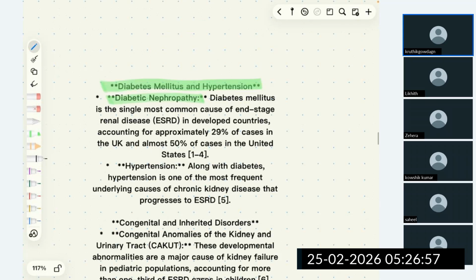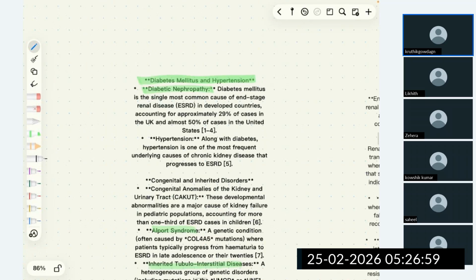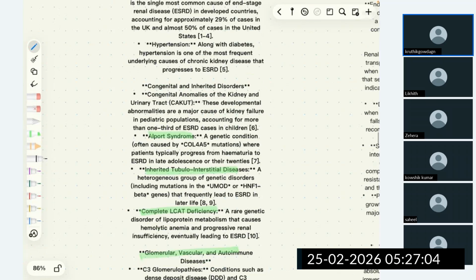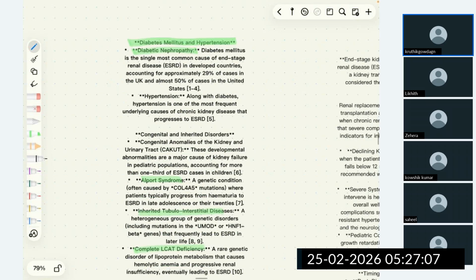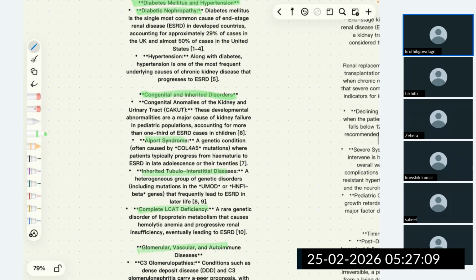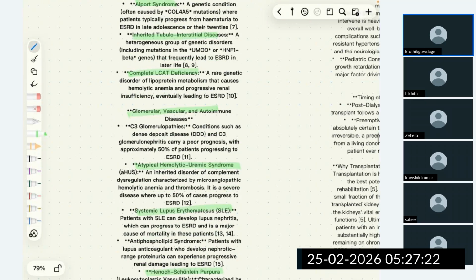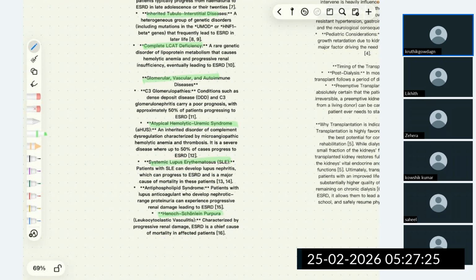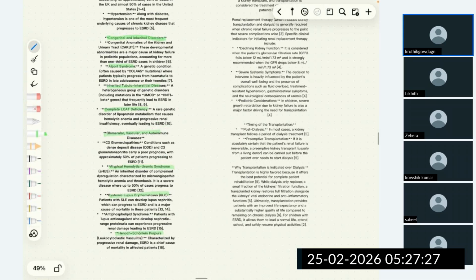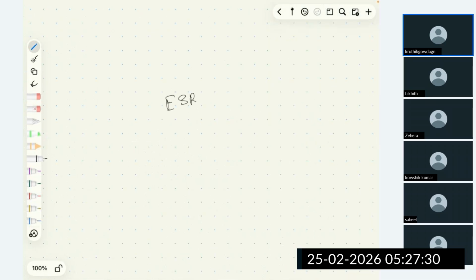The common causes of end-stage renal disease are diabetic nephropathy, which is the most common cause of CKD. And then we have some congenital and inherited syndromes, that is Alport syndrome, inherited tubulointerstitial diseases, complete LCAT deficiency, I don't know what it is, glomerular, vascular, and autoimmune syndromes, atypical HUS, SLE, lupus nephritis, Henoch-Schonlein purpura, and other causes.